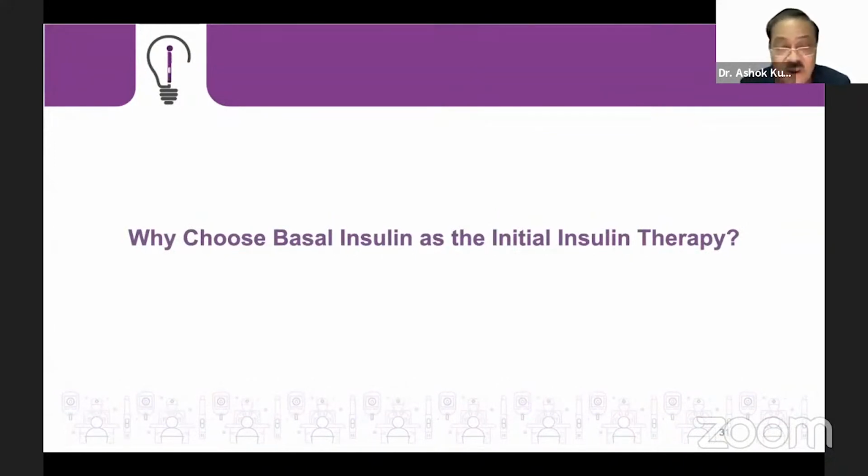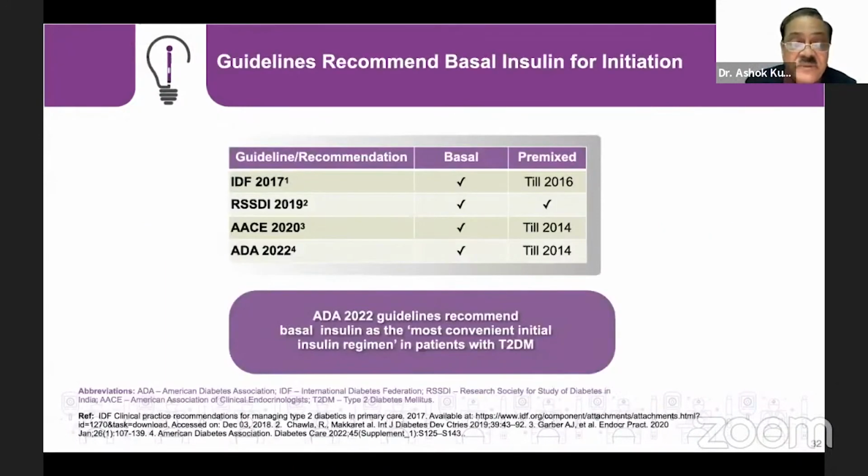Before I close, I must touch upon why we choose basal insulin as the initial insulin therapy. You know, all the guidelines, IDF, RSSDI, ACE, ADA, the latest one, which came last month, IDF 2017 till 2016 said that premix can be one of the ways of initiating insulin. But from 2016, 2017 onwards, it has said basal is the key. RSSDI 2019 said that basal is the way, premix can be used. ACE said only basal. ADA said only basal. So the latest ADA 2022 guideline recommends basal insulin as, quote, the most convenient initial insulin regimen, unquote, in patients with type 2 diabetes mellitus, and I've told the benefits much before.